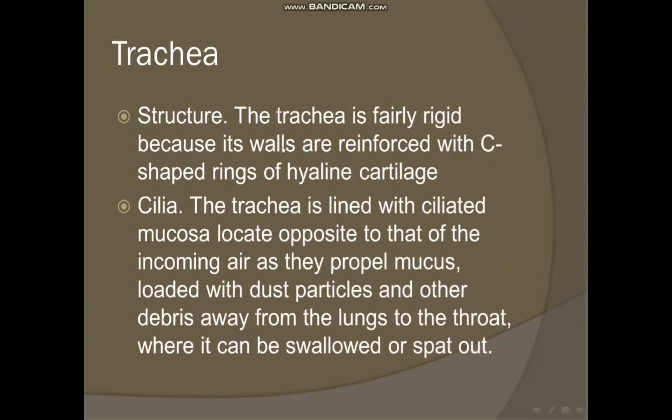Trachea structure. The trachea is fairly rigid because its walls are reinforced with C-shaped rings of hyaline cartilage. Cilia. The trachea is lined with ciliated mucosa, which beat opposite to the incoming air, as they propel mucus loaded with dust particles and other debris away from the lungs, so they rid the foreign particles to the throat, where it can be swallowed or spit out.